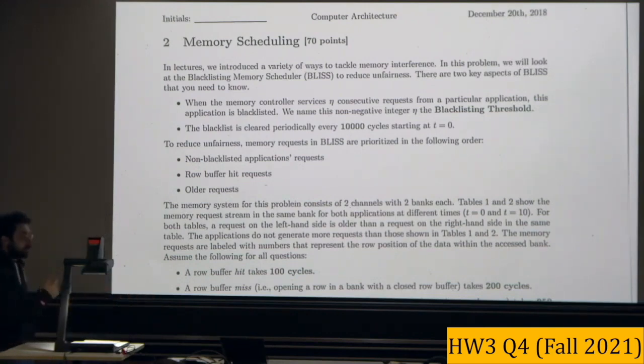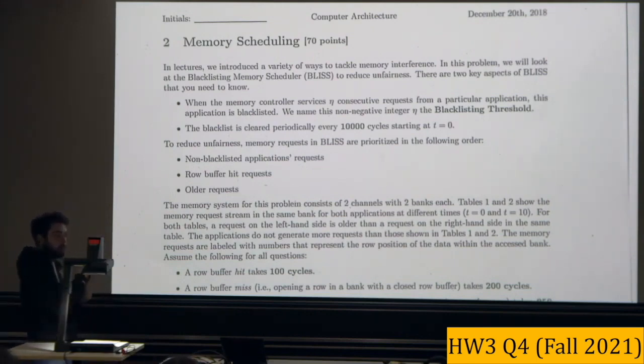To reduce unfairness, we change the FRFCFS scheduling policy. Instead of FRFCFS, we have non-blacklisted, ready, and then FCFS. So we first prioritize the non-blacklisted applications' requests. When you have 2 applications and one of them is blacklisted, you start executing the other one until it is also blacklisted.